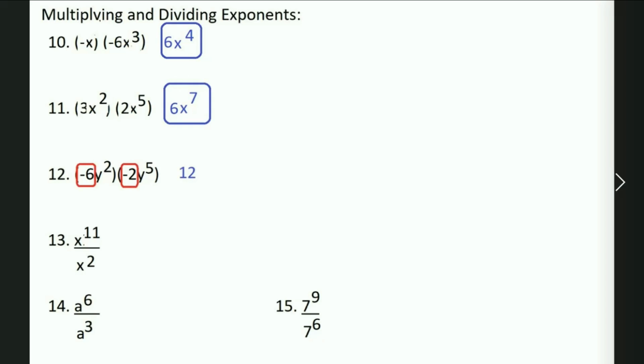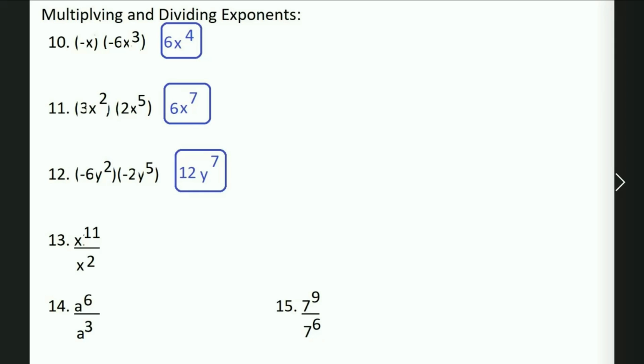All right, moving on to number 12. Negative 6 times negative 2 is positive 12. Our base is y, that doesn't change. And 2 plus 5, again, is 7. So we get 12y to the 7th power.